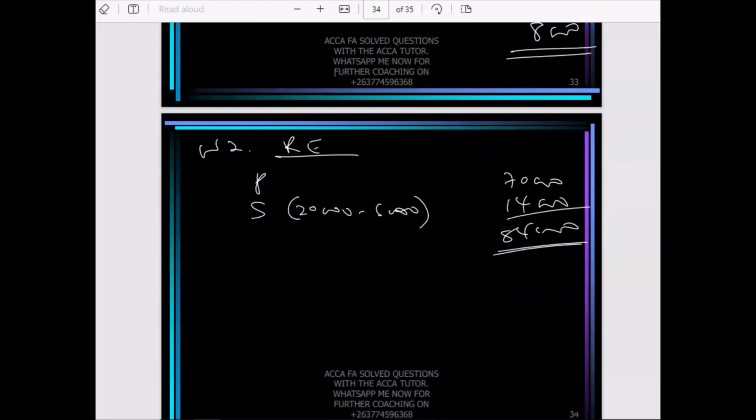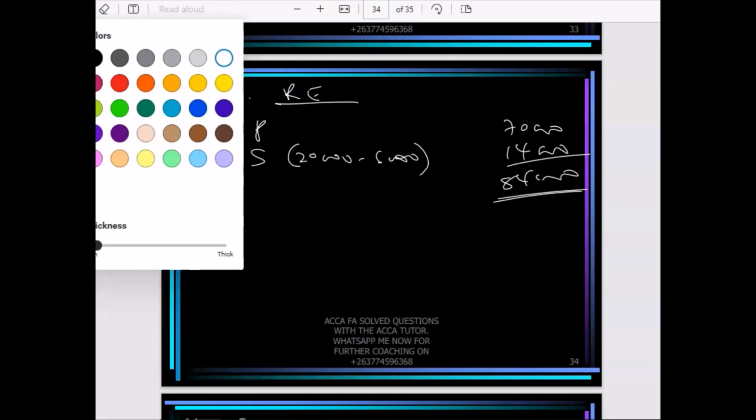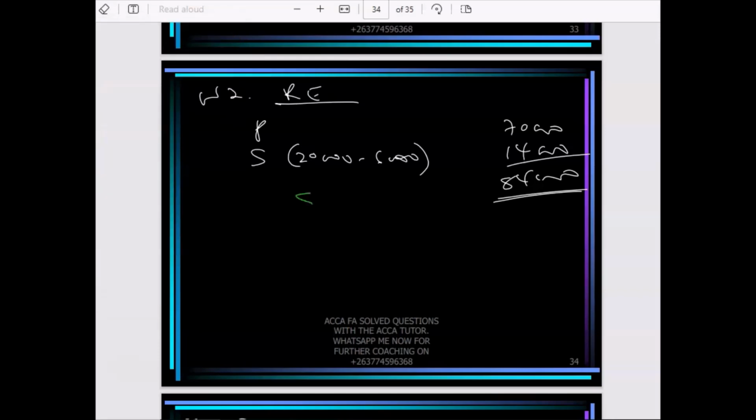That's the retained earnings. Now we have to do the statement of financial position for this company, the consolidated one. So how do we go about that? Let us use a different pen. So the SFP, I hope this space is going to fit everything. For the SFP, we start with the non-current assets.